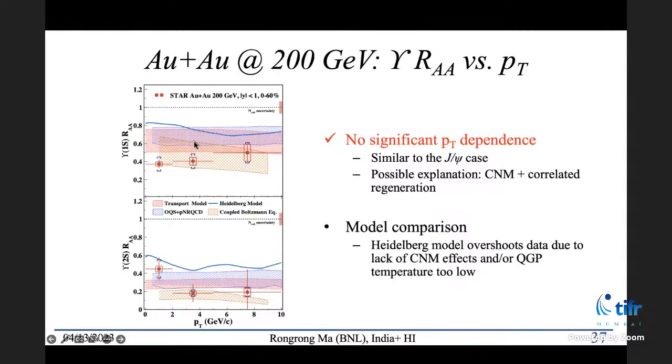And then we also compared to the so-called Heidelberg model, which is shown as a solid line here. Here it is clearly above data. One of the reasons is that it does not have a cold nuclear matter effect, which would push it down. Also, maybe the QGP temperature is too low. Sorry, the suppression level is not enough in this particular model.